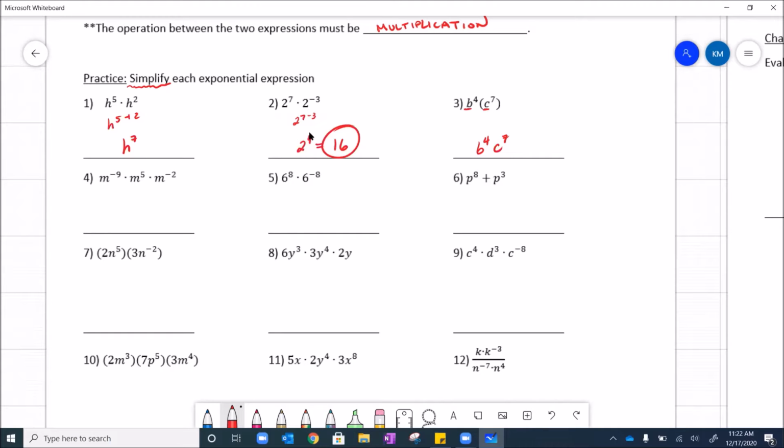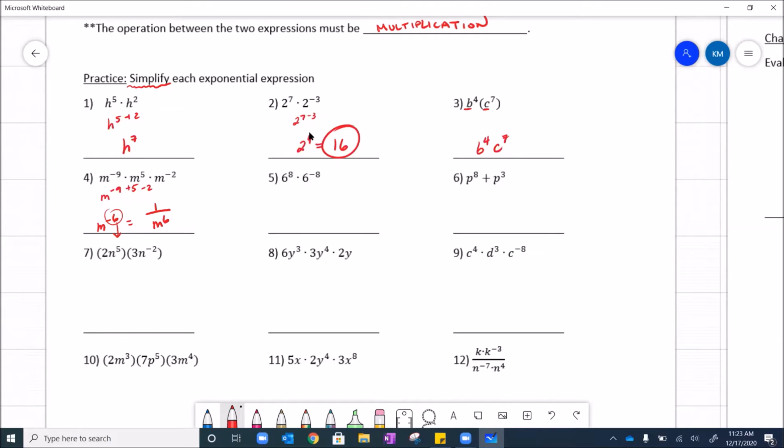Number 4, we have 3 m bases, with exponents negative 9, 5, negative 2. Okay. But they're all multiplication, so we can put them together. That gives us negative 4, negative 6. It gives us m to the negative 6. But remember, in our final answer, we should not have a negative exponent, so I'm going to make it happy by moving it to the denominator. 1 over m to the 6th.